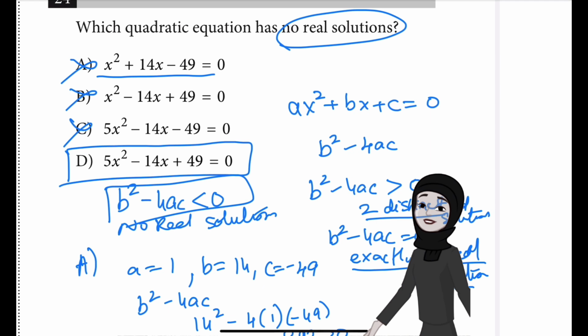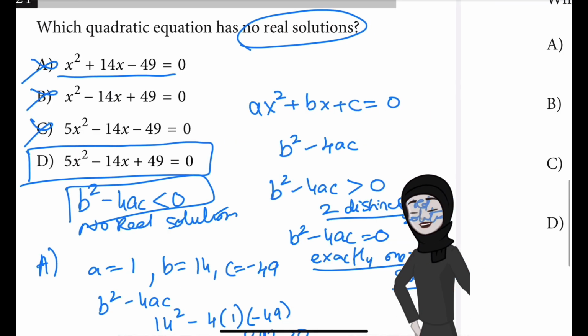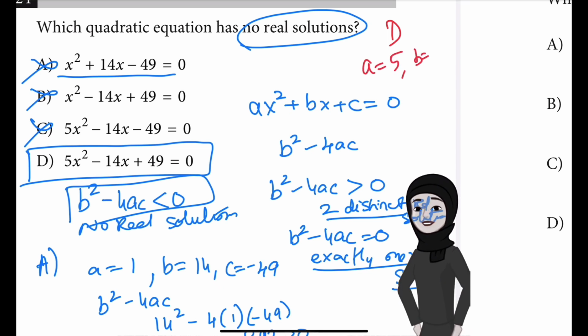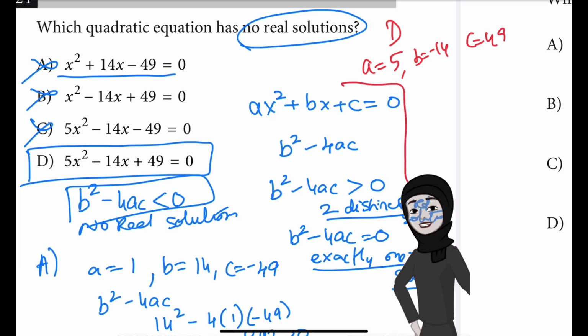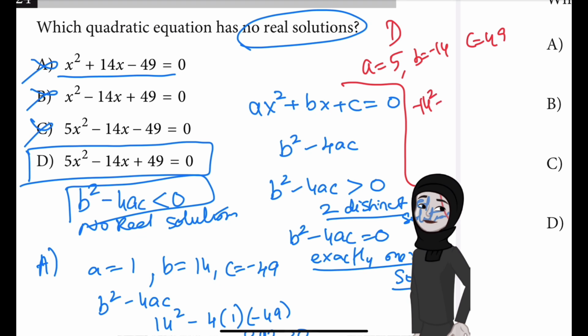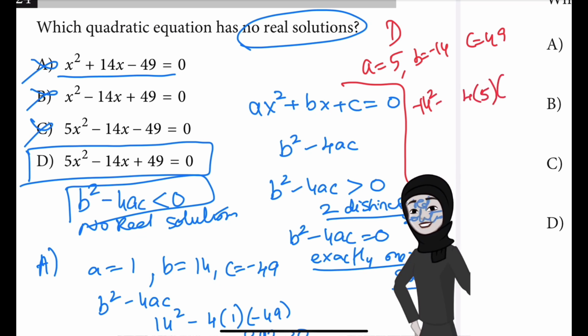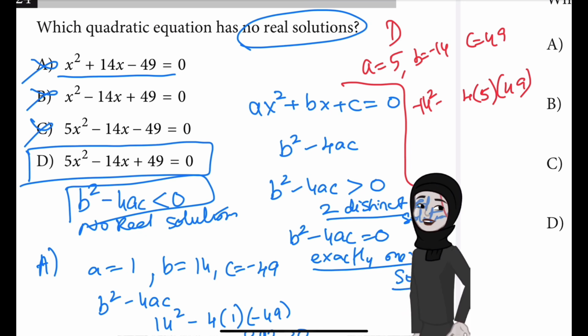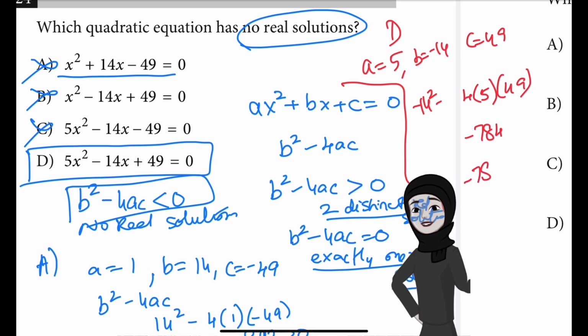What we are left with is answer choice D, which is probably the correct answer, but we can check it. For answer choice D, a is 5, b is negative 14 and c is 49. So what is b² − 4ac? (−14)² − 4 times 5 times 49. When you simplify this, you will get negative 784. Negative 784 is less than 0.